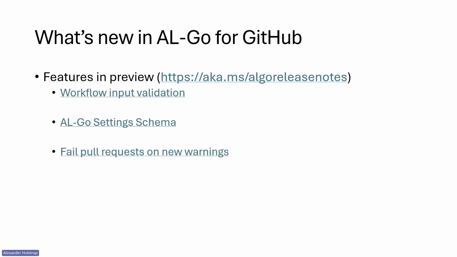So, what's new in ILGO for GitHub? If you're ever in doubt, you can always go to aka.ms/ILGO release notes and find the latest things. If you go there right now, you'll find these three things. I'll go through each of them briefly, but you can always read more in the release notes and figure out how to enable these things in your repos.